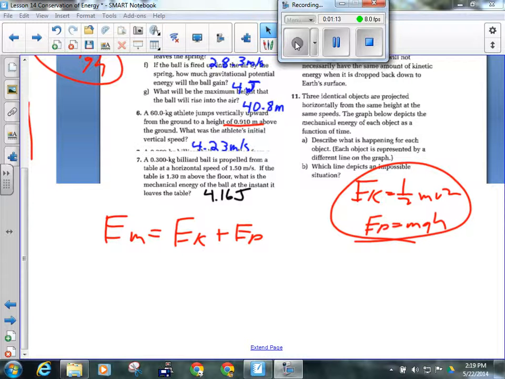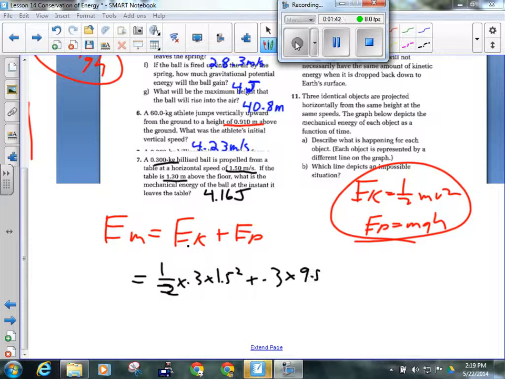So for number 7, if I'm looking for the mechanical energy, and I have the formula for each of these two, I have to look at what else I'm given. I know the speed, so I can find EK because I also know the mass, and I'm given the height above the table. So I should be able to find how much mechanical energy it has simply by plugging in my numbers. So 1/2 times the mass, which was 0.3, times the speed, which was 1.5 squared, plus 0.3 times 9.81, so m times g times h, 1.3 meters. And when I plug all that in, I should get 4.16 joules. Everybody with me on that?